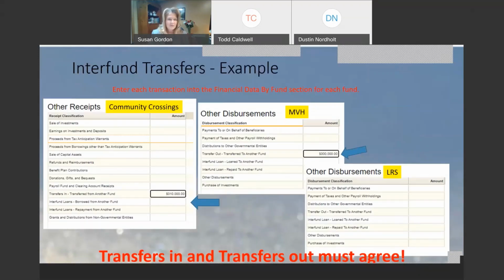So I'll go back and I still have the $310,000 coming into Community Crossings and the $300,000 coming out of MVH. But now I have changed and done a transfer out in other disbursements for LRS. Because remember, your transfers in and your transfers out have to agree. Your gateway does not like that.